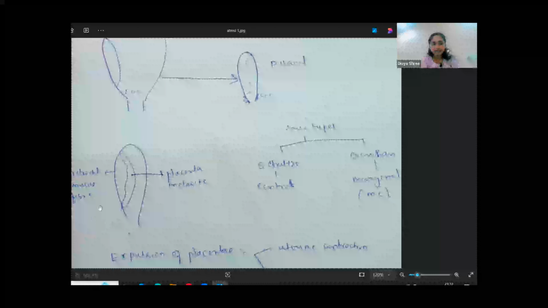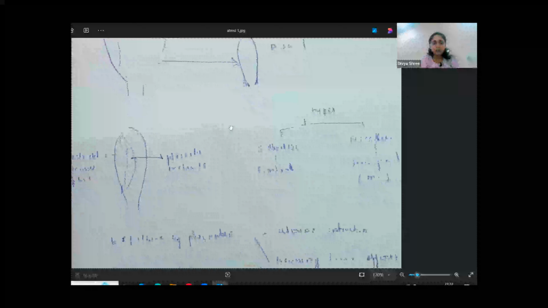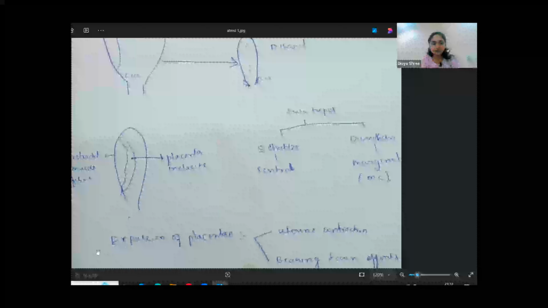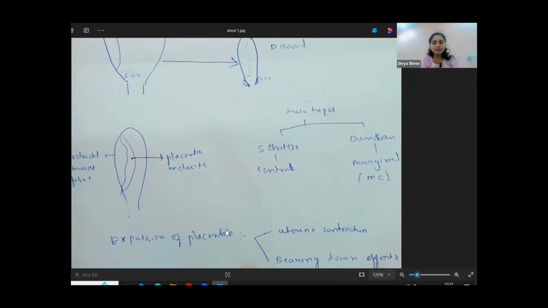After the separation of the placenta, the placenta is lying inside the uterine cavity. It is just separated. The uterine contraction following the separation of the placenta aids the expulsion of the placenta, and also the bearing down efforts of the mother aid the expulsion of the placenta.